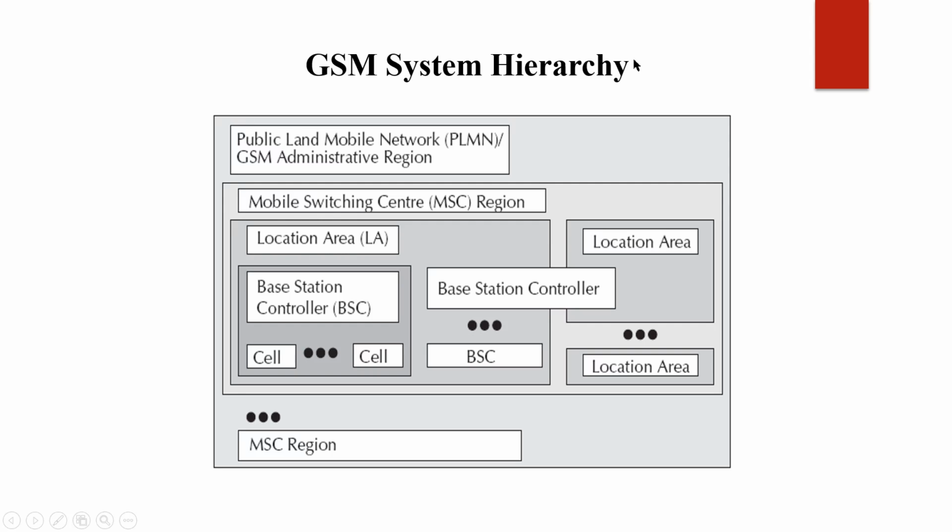So how does this GSM hierarchy work? It is the most important question we ask you. Consider a specific location or area in which there is an administrative region for your cellular network. It is also called the public land mobile network, that is PLMN, and GSM administrative region.